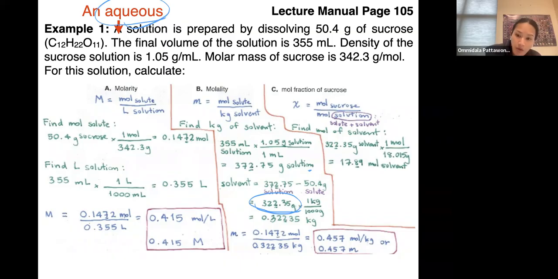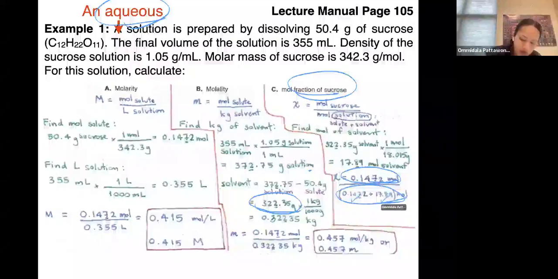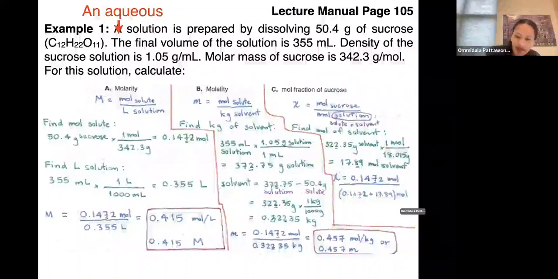To find the mole fraction, you are going to use mole of the sucrose, because it's asking for the mole fraction of sucrose, divided by the total mole. So add the mole of sucrose together with the mole of water, and you are going to get the total mole. That is going to come out equal to 0.00816 mole fraction for the sucrose.